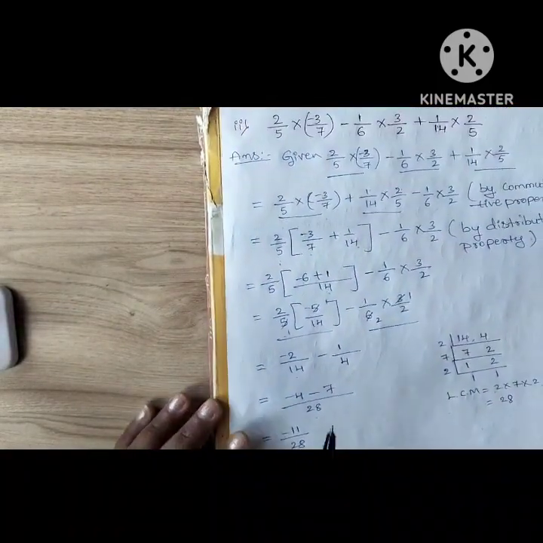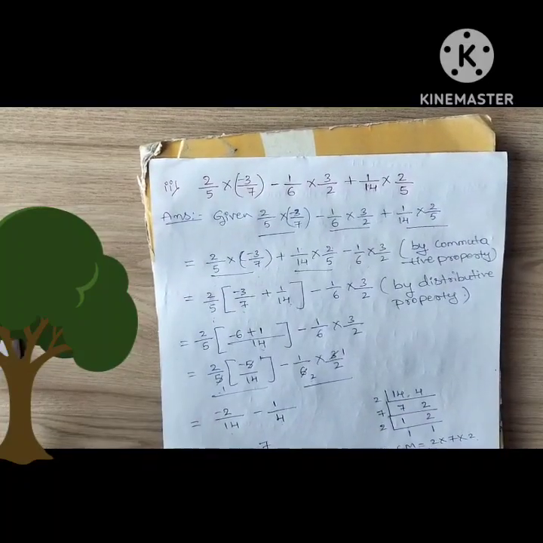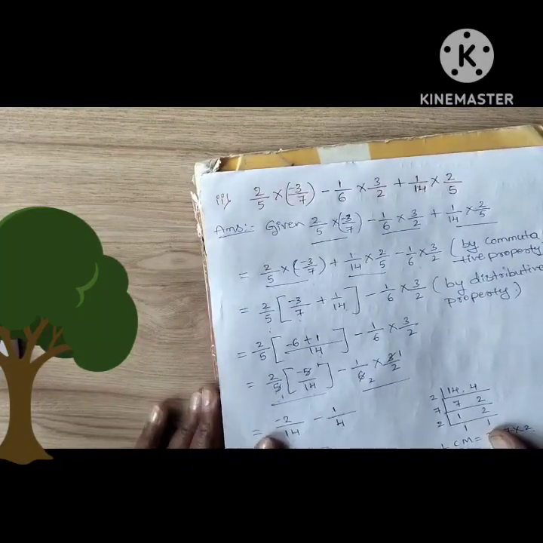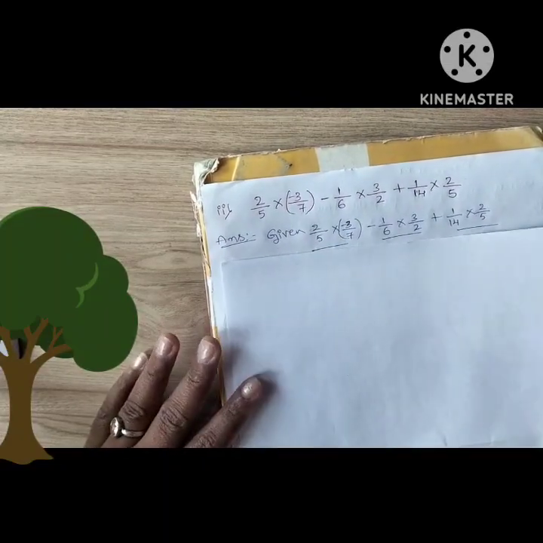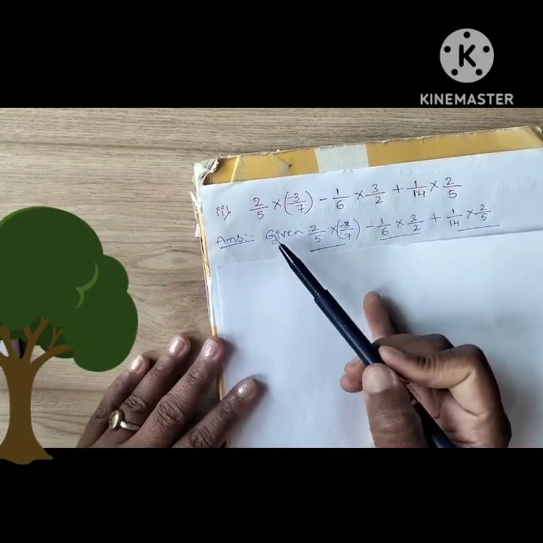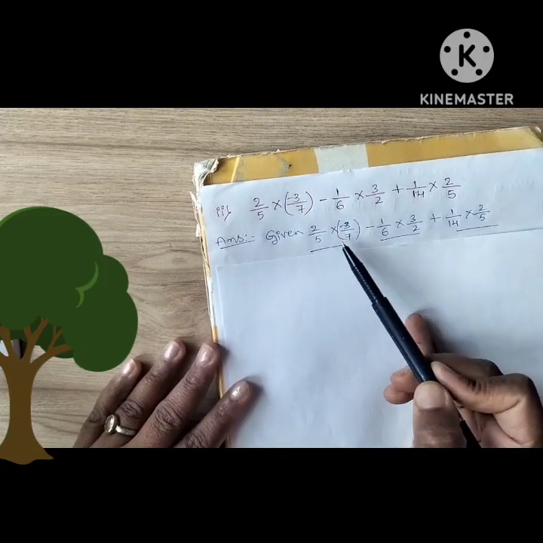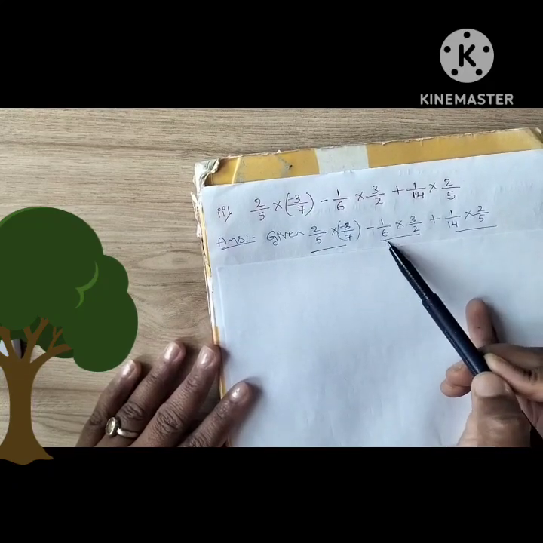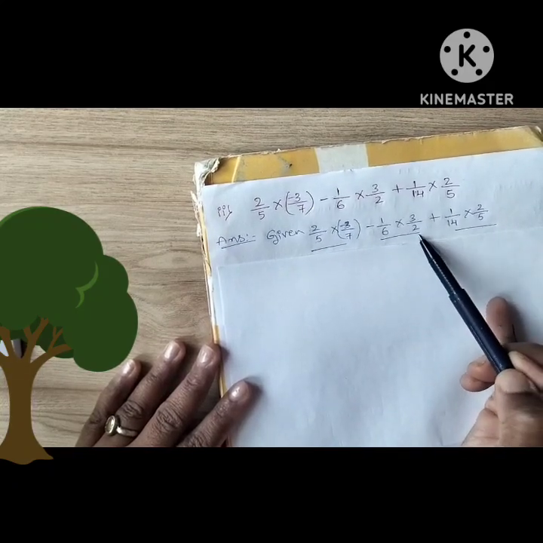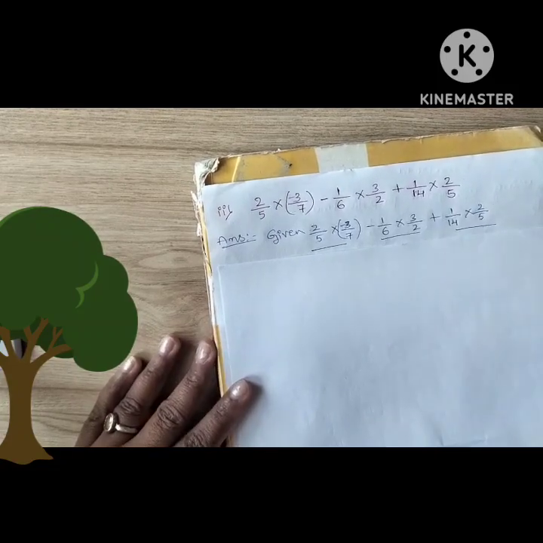In the same main second question, this is also we have to solve by using appropriate properties. Here also first we have to write the given problem. Given 2 by 5 into minus 3 by 7 minus 1 by 6 into 3 by 2 plus 1 by 14 into 2 by 5.